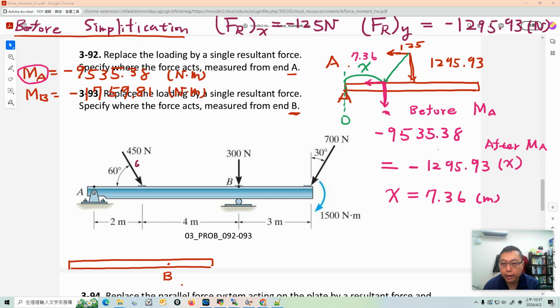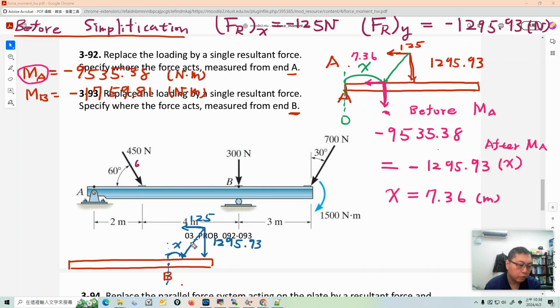And then we can assume that's our resultant force. Its x component is 125 and its y component is 1295.93. That's our resultant force here, and we want to determine its position. Let's assume it's x here. Right now our reference point is B, and we really don't know the position of the resultant force.